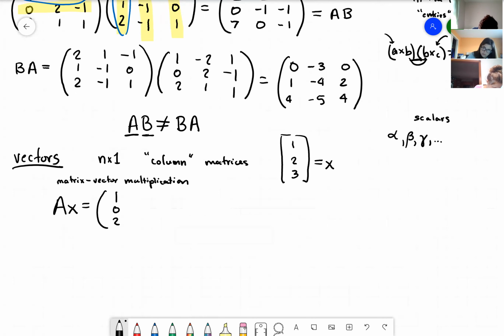1, 0, 2, minus 2, 2, 1, 1, minus 1, 1. We'll multiply this by 1, 2, 3. Sometimes I write what look like giant parentheses for a matrix. Sometimes I use square brackets. It's just all a matter of preference. Okay, anyway, matrix multiplication works out exactly the same way for this one.